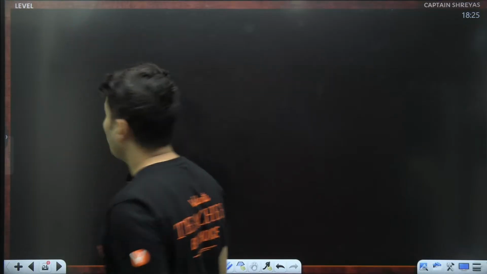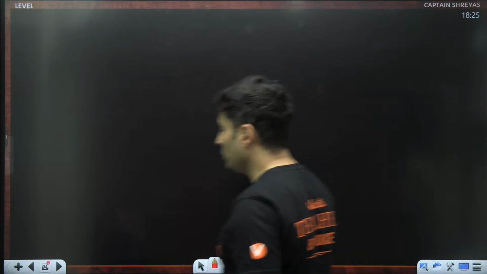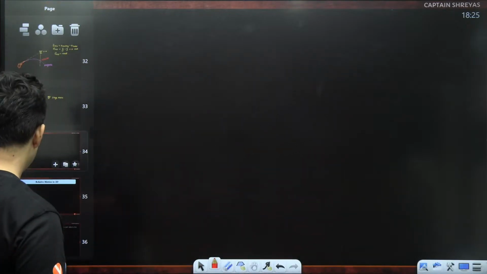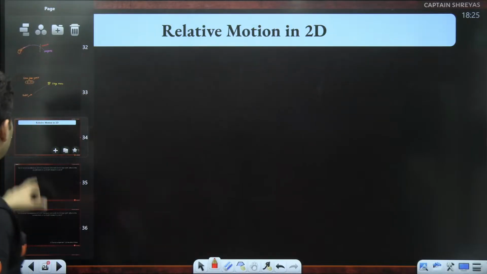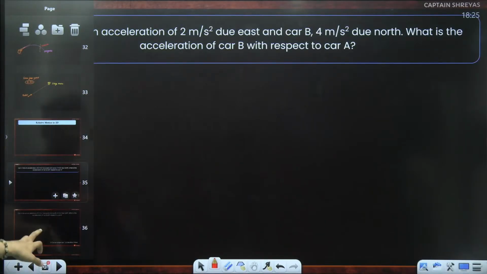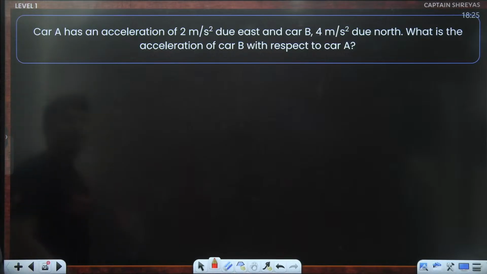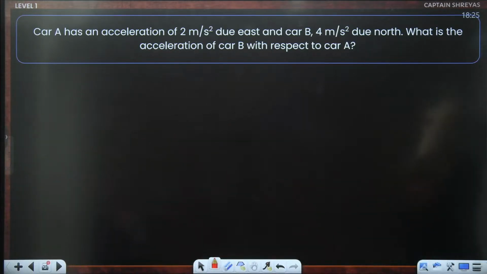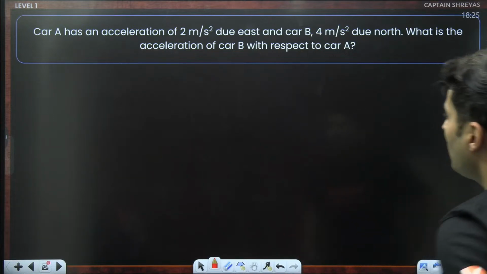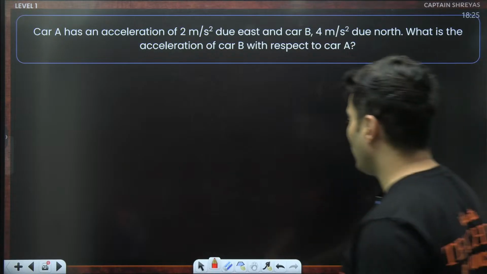Now there is one more interesting question of relative motion which was asked in JEE, and I feel that we should do it. I think I had kept it somewhere. Oh, it's in 2 dimensions. So we'll start with the easy questions of 2D, and then we'll go to the more difficult ones. Here is the first 2D question. Look at this. Car A has an acceleration of 2 due east and car B has an acceleration of 4 due north. What is the acceleration of car B with respect to car A?